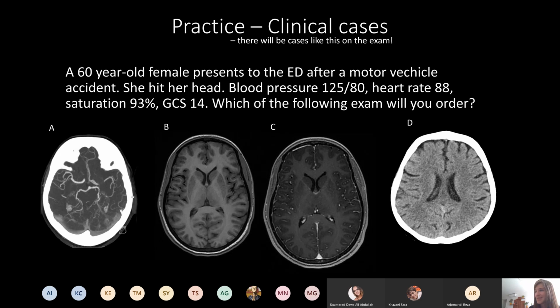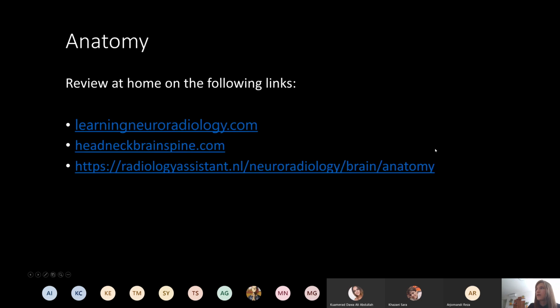Anyone? D. Did you say D? Yes. Okay, so CT scan again, and D is a CT scan because it's a motor vehicle accident and she hit her head. We think about bleeding, and you need a native CT scan to detect bleeding, and that's D. Yeah, correct.